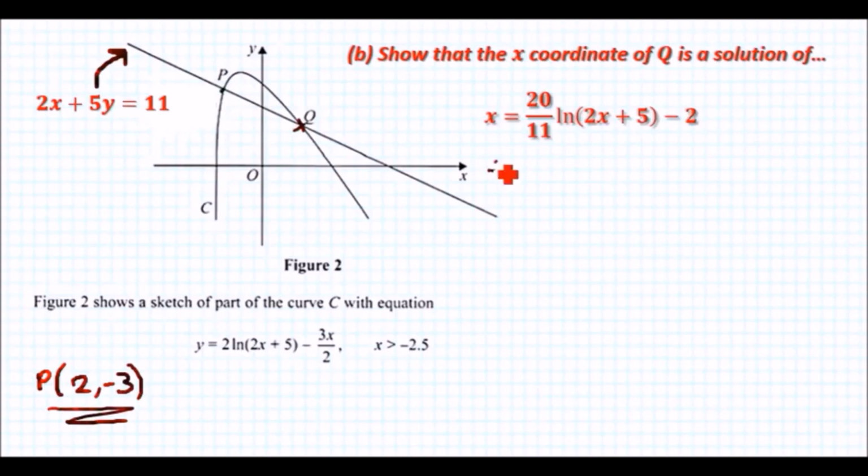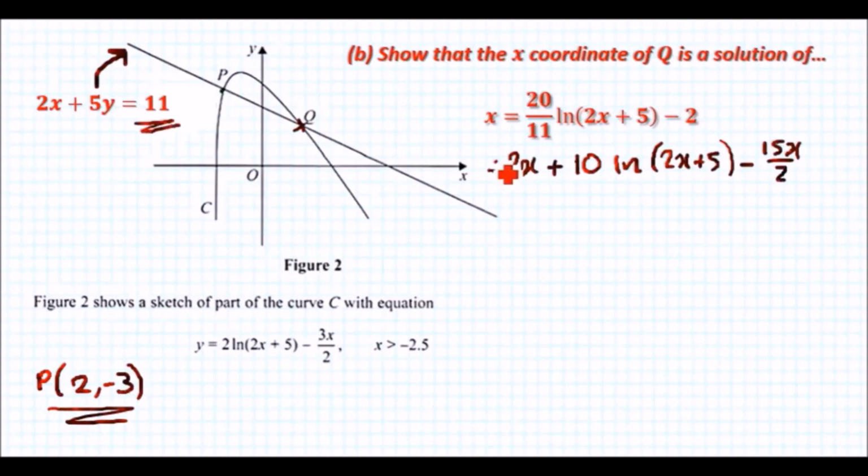We can say therefore 2x plus 5 multiplied by all of this would equal 11. So let's simplify that all out. We get 2x plus, now multiplying this by 5, we're going to get 10 log bracket 2x plus 5 minus 15x over 2, and all of this equals the right hand side, which is 11.